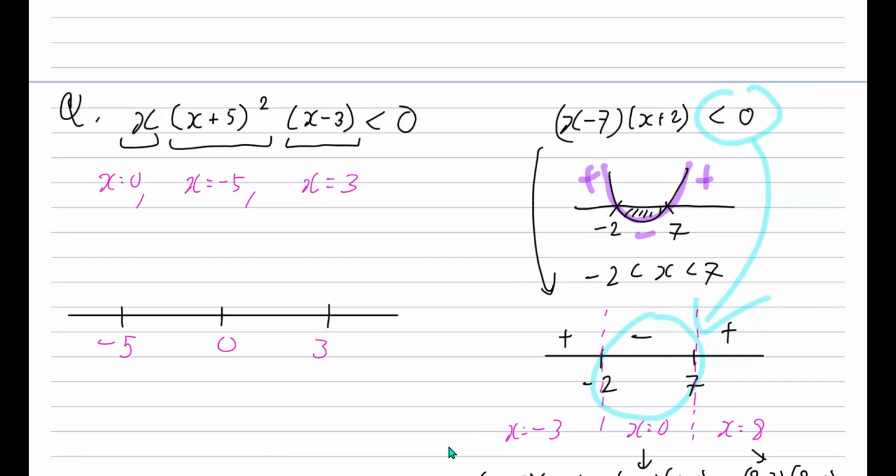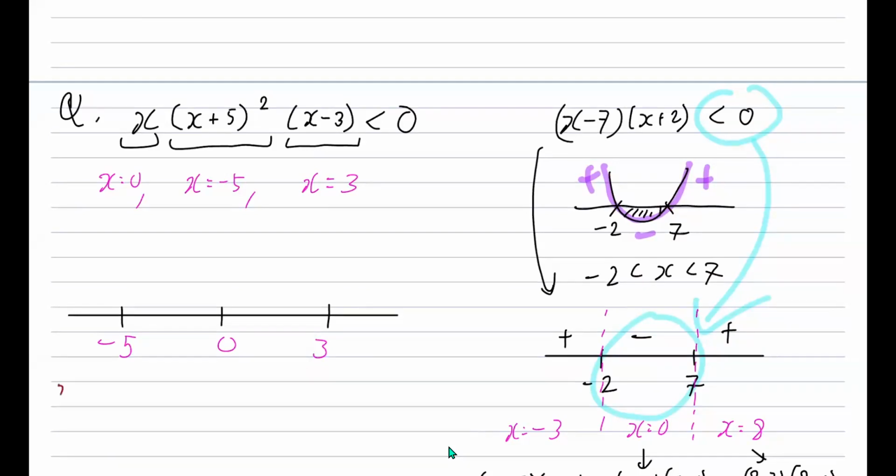I hope you remember, I always try to trick you. 3, -2, I wrote it on the wrong side. Negative on the left, smaller on the left, bigger on the right. Okay, -5, then 0, then 3. Now you pick a point.